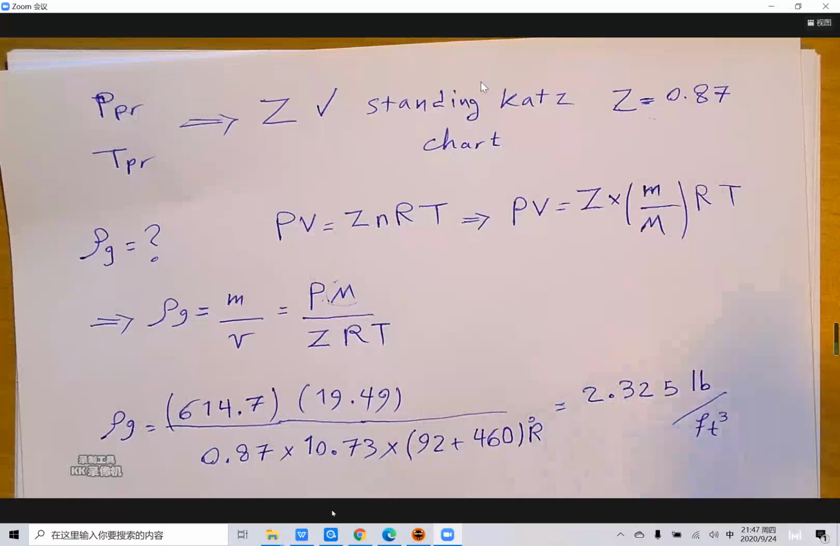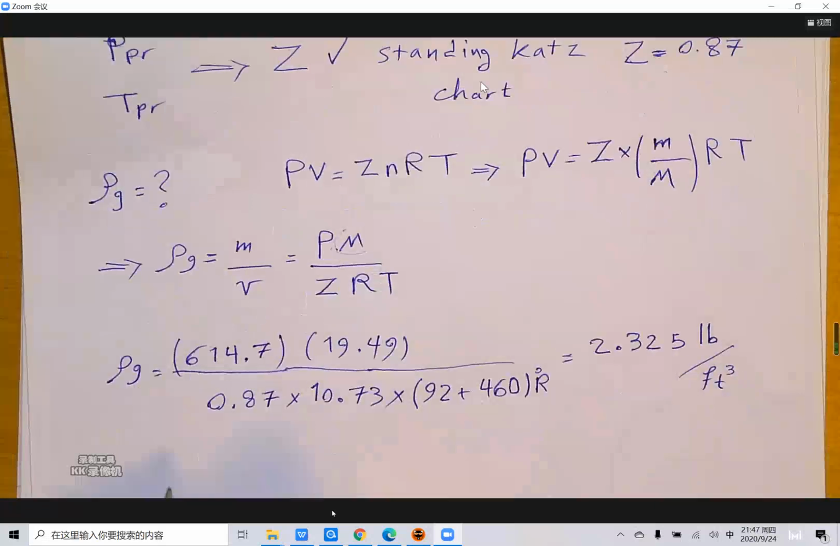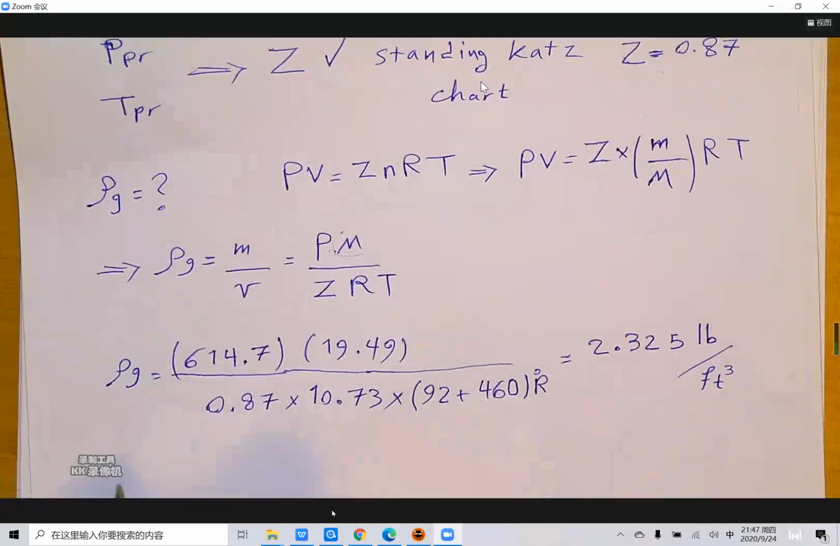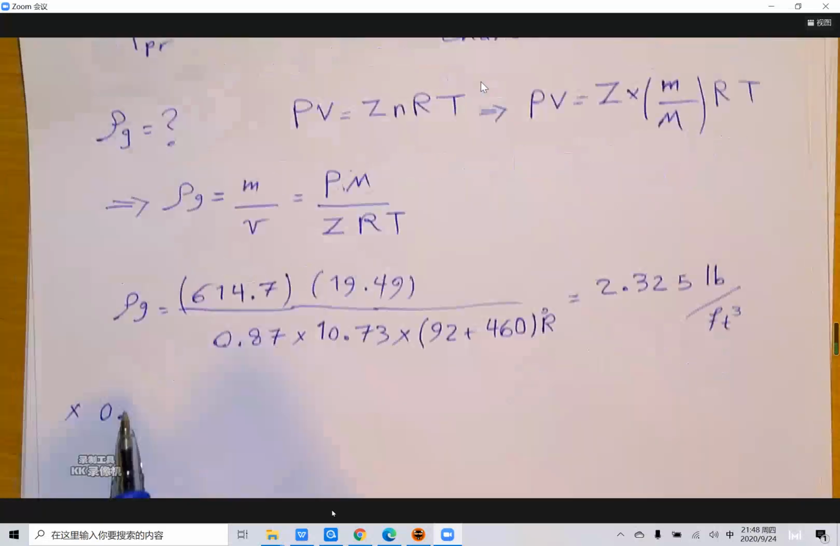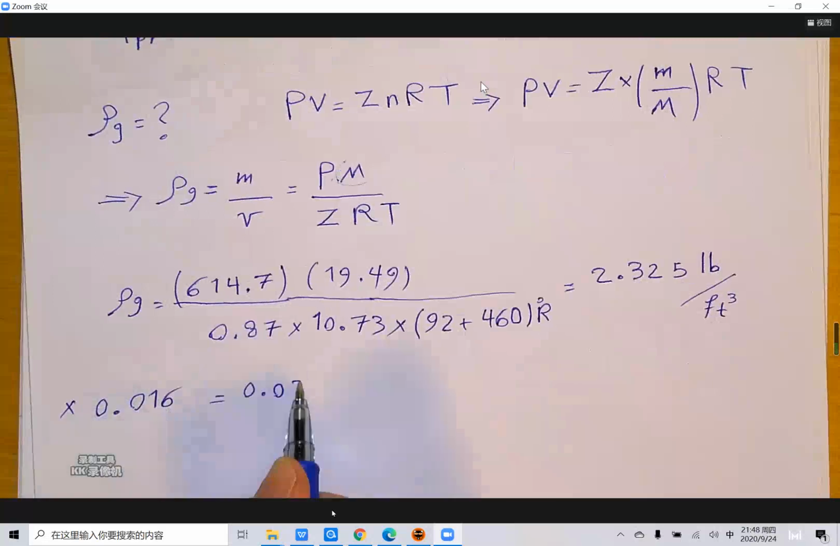So the question asks us to find it, I think, in grams per cubic meter. So the conversion factor is applied, and this will be in grams per cubic meter.